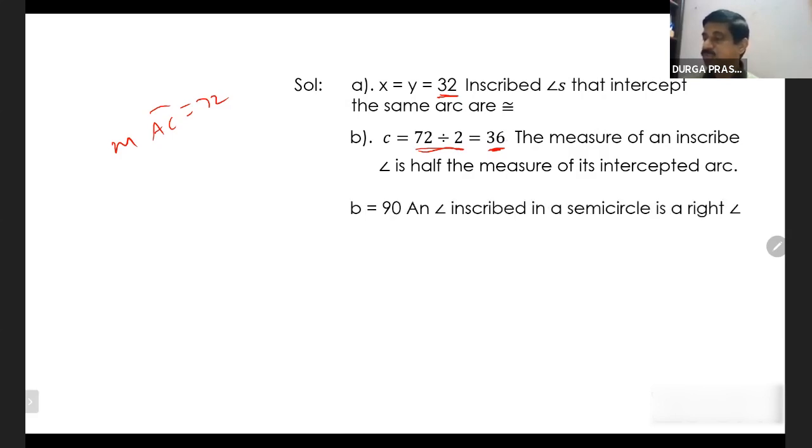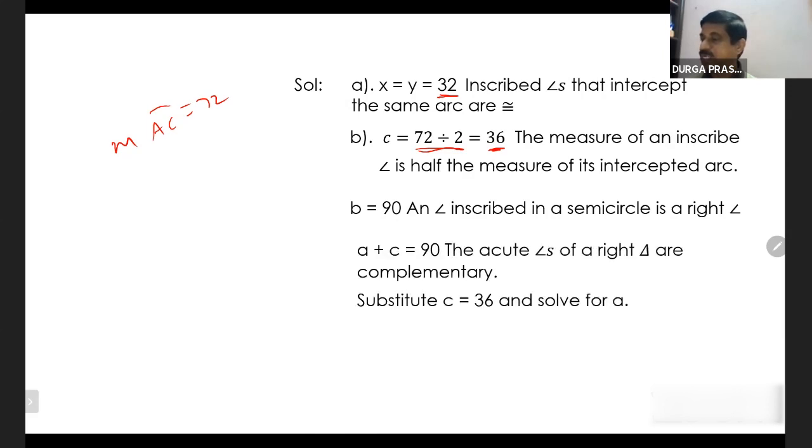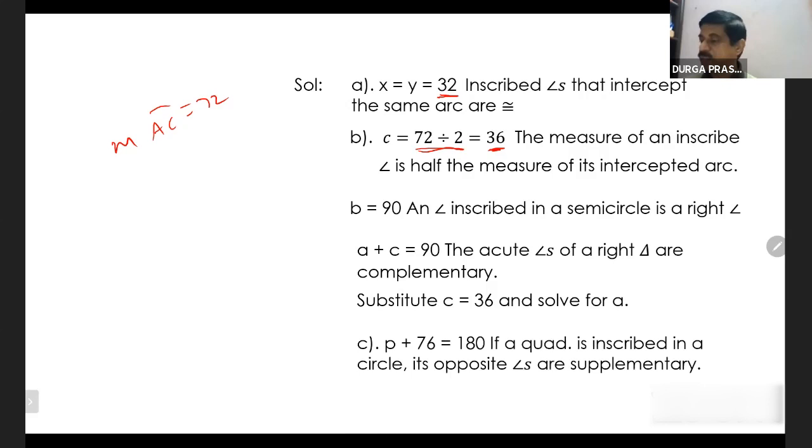Okay. So now, an angle inscribed in a circle on a diameter is a right angle. B is 90 degrees, angle in a semicircle. A plus C equal to 90, because if B is 90, A plus C is 90. So therefore, C we know it as 36. So A should be 90 minus 36. So we get the value of A, 90 minus 36, so this is 54 degrees.